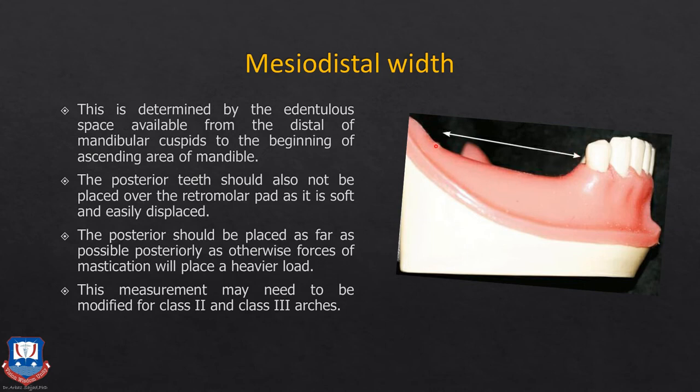These measurements are really important in class 2 and class 3 ridges, because as we know, in class 3 ridges we have a large mandible compared to a smaller maxilla, so we can afford to use a larger tooth mold, whereas in class 2 we have a smaller mandible compared to a larger maxilla, so we have to select a smaller tooth mold. We may have to skip a first premolar and directly place a second premolar adjacent to the canine if the width is not sufficient to place all four posterior teeth.